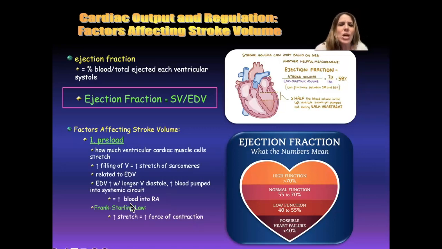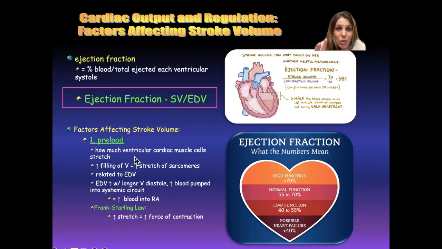So let's talk about some of these factors that affect stroke volume. One of the things that can affect stroke volume is what we call preload. Preload is a measure of how much the cardiac cells of the ventricle stretch.